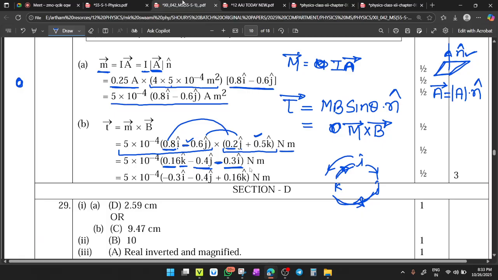Clear? Now write it properly. First it is i cap, then j cap, then k cap. The resolved vector: the answer is 5 into 10 to the power minus 4 times minus 0.3 i cap minus 0.4 j cap plus 0.16 k cap Newton meter. Done?